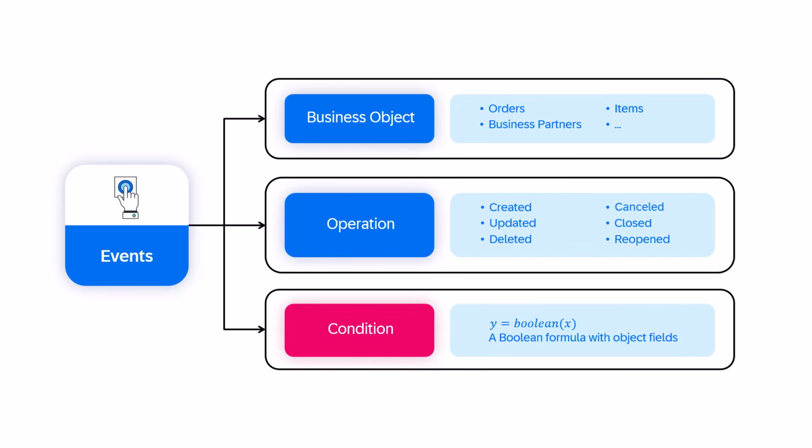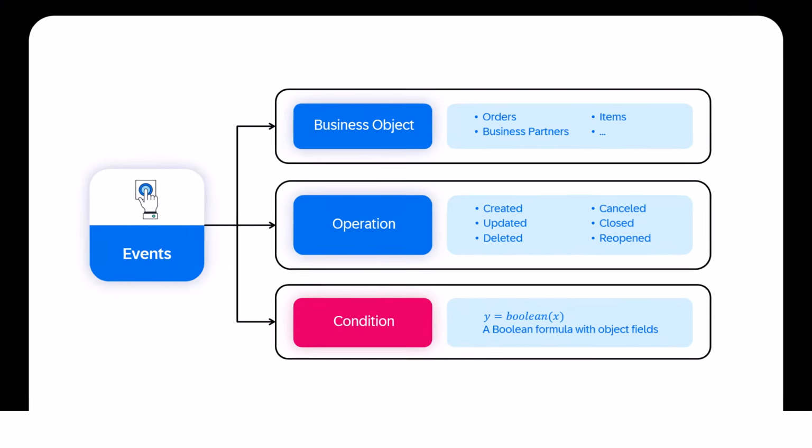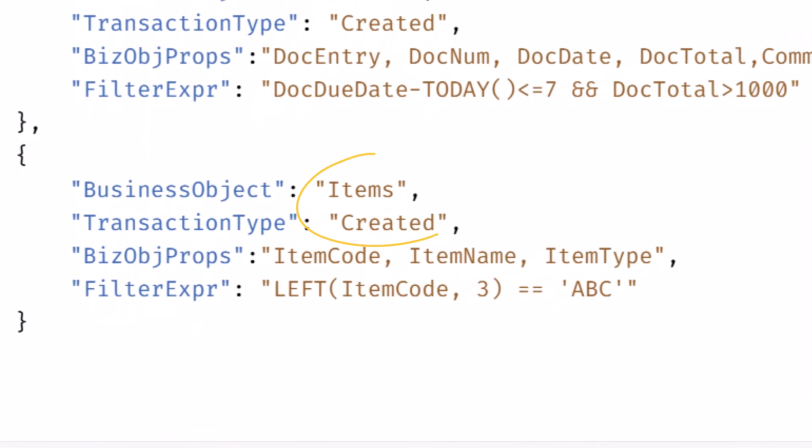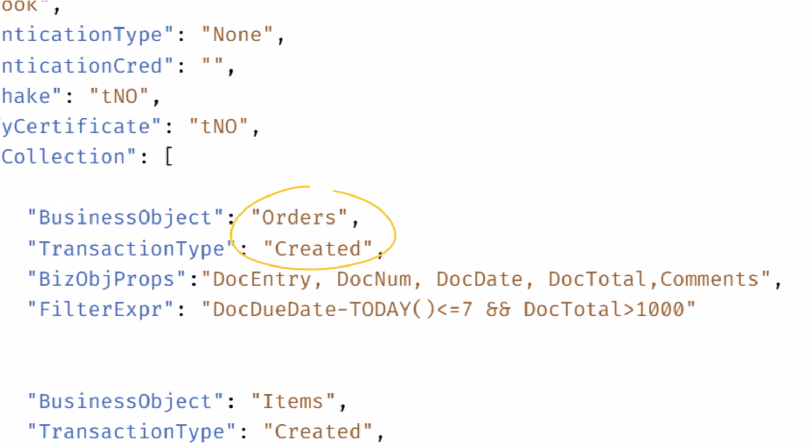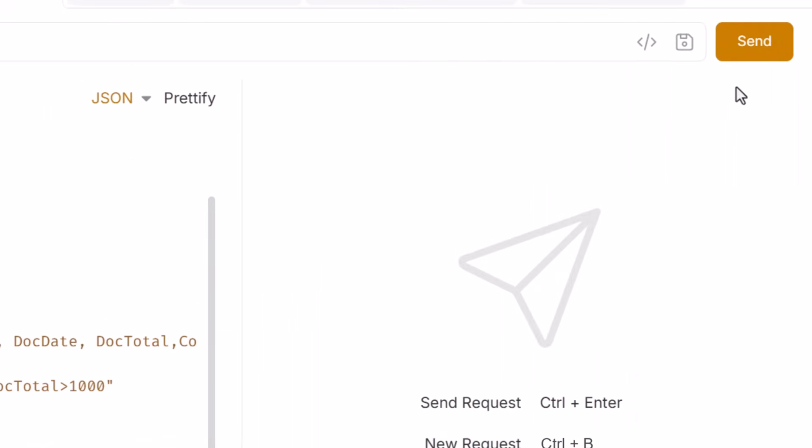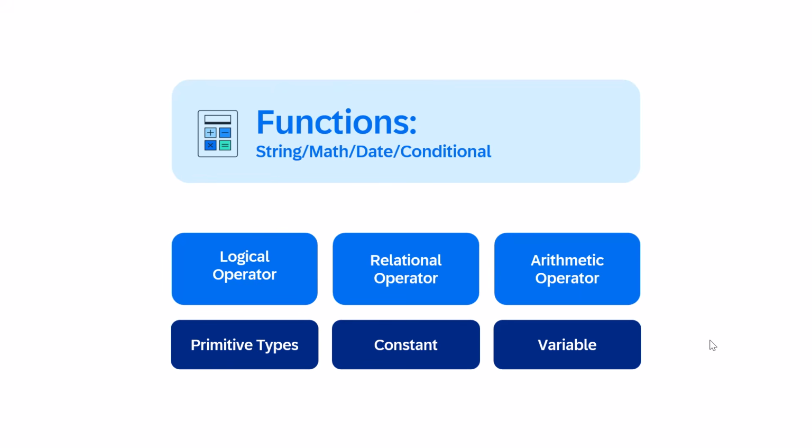Here are some examples of how to define an event with a condition. The items.created event is triggered when the first 3 letters of a new item are ABC. The orders.created event is triggered for new orders that meet the following 2 conditions. The doc due date is within 7 days and the doc total is greater than 1,000. The formula works similarly to a user-defined value or UDV formula. You can also expand its use for other business scenarios.